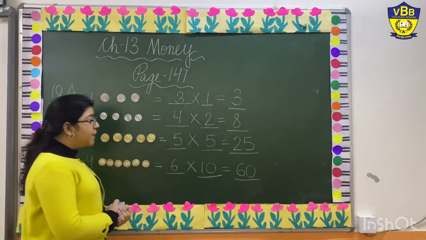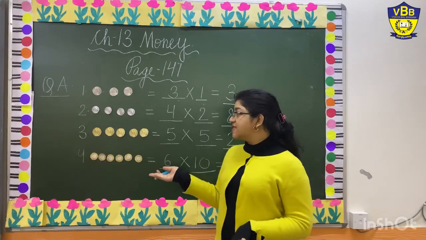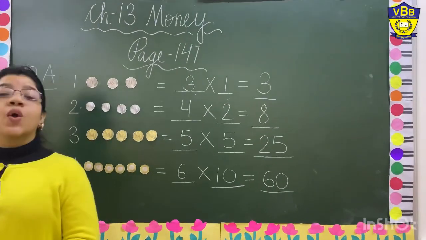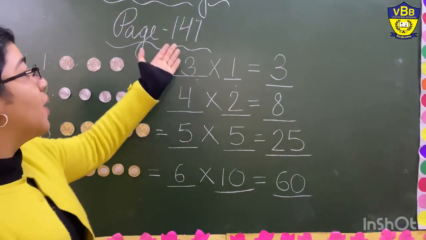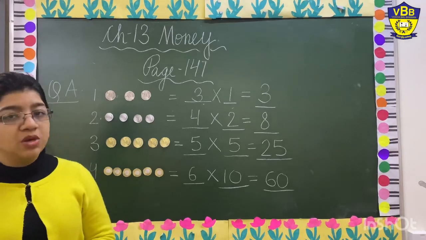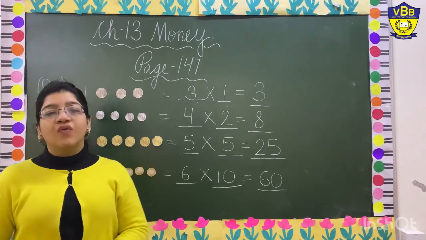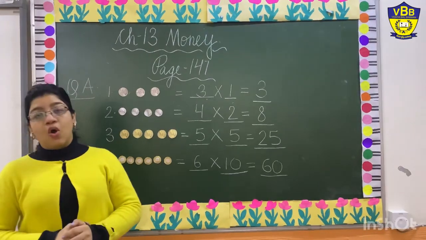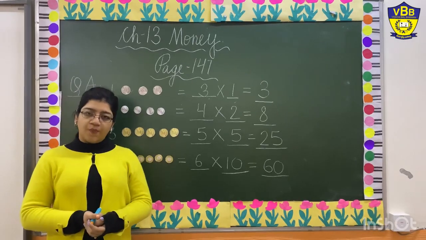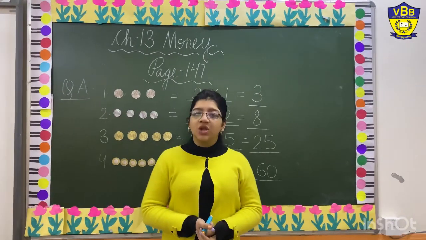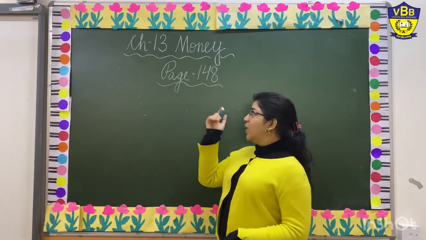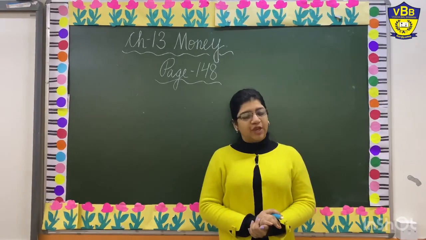Okay, so I hope you all have completed your work and understand how to count money. Now you have to do question B on page number 147 in your book. Now open page number 148 of your books, life skills part.